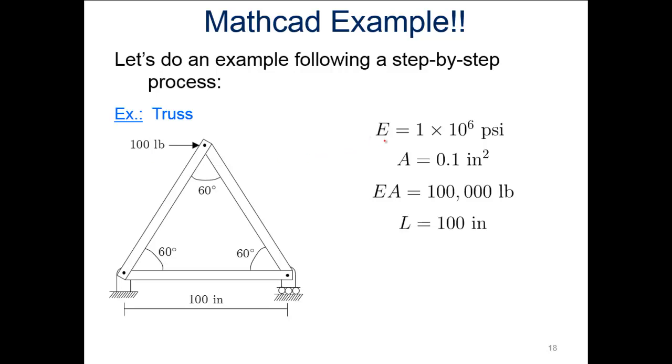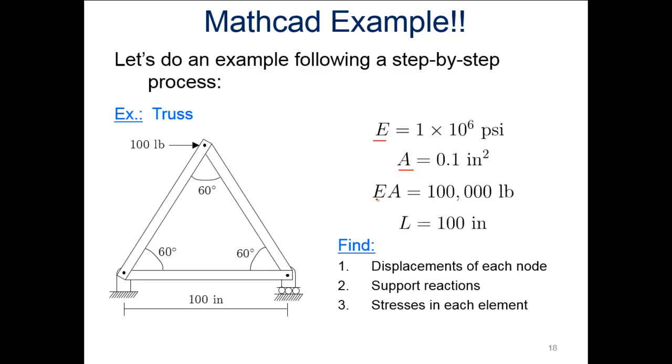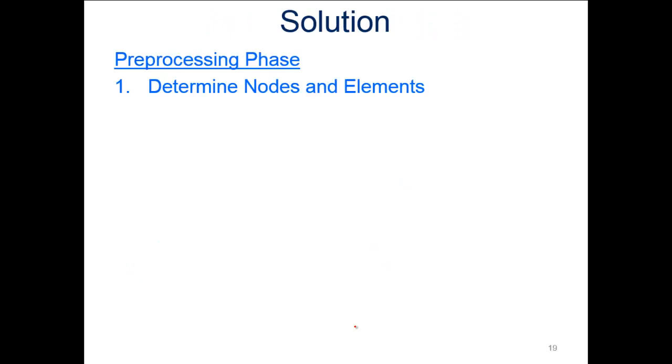The modulus is 1 times 10 to the 6th psi. We've got an area of 0.1 inches squared. E times A, we're going to see this commonly, so we're already going to multiply that out: 100,000 pounds. Again, the length of one member is 100 inches. So we're going to be finding the displacements of each node, the support reactions at the pinned and roller joints, and we'll also look at the stresses in each element. All right, so let's get to it here.